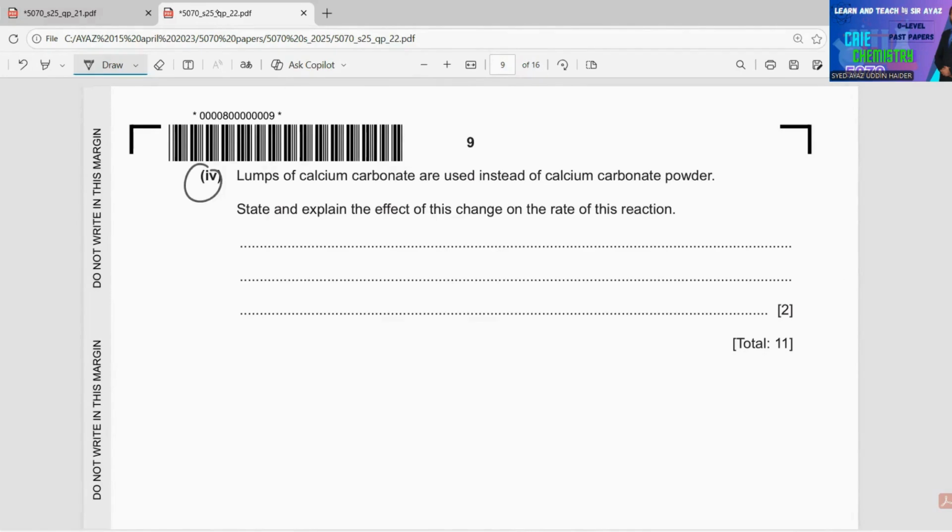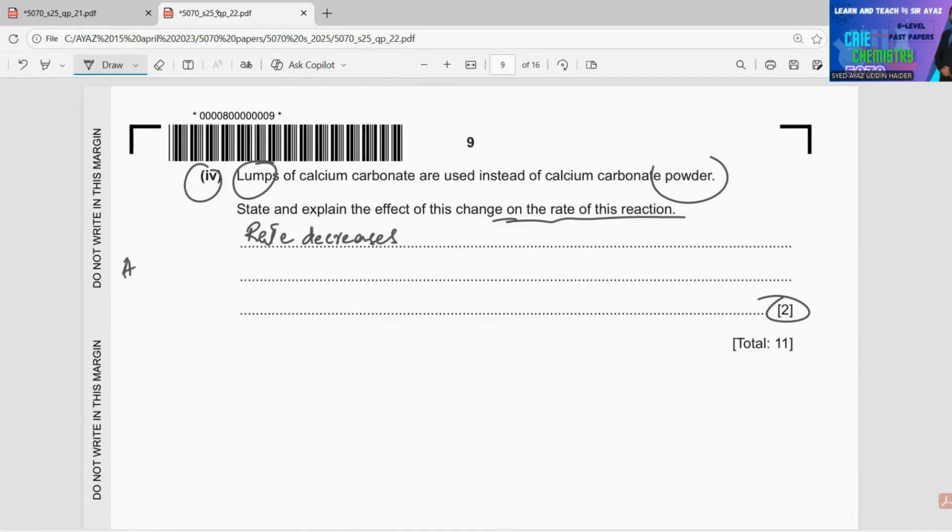Part 4, lumps of calcium carbonate are used instead of calcium carbonate powder. State and explain the effect of this change on the rate of reaction. Again, this is of 2 marks. You are not going to gain a mark for the statement, only for the explanation. So first of all, you're going to write what will be the effect. If you're using lumps, that means large size. If you compare lump with the powder form, lump is a large size particle. So rate of reaction decreases.